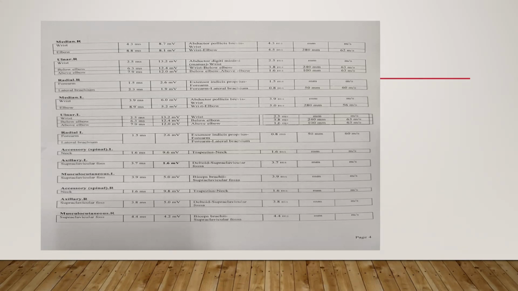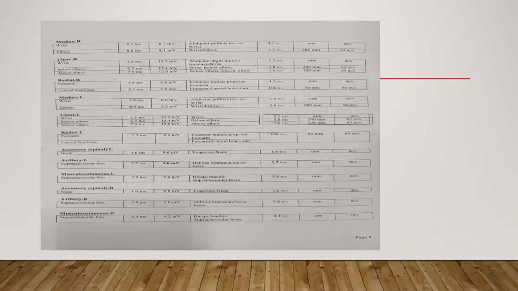Left radial also, no? Yes, ma'am. So is left radial reduced? Okay, ma'am. Both are equal, 2.6. And median, ma'am, right and left. Left median, ma'am, normal latency, amplitude and velocity. Left ulnar is also normal, ma'am.